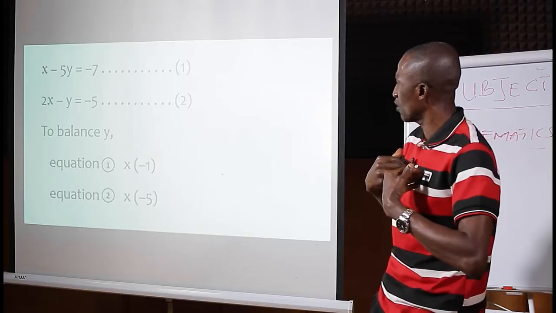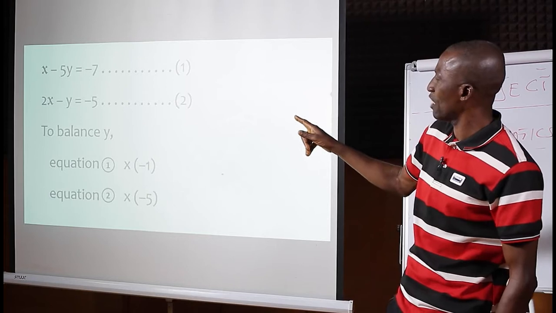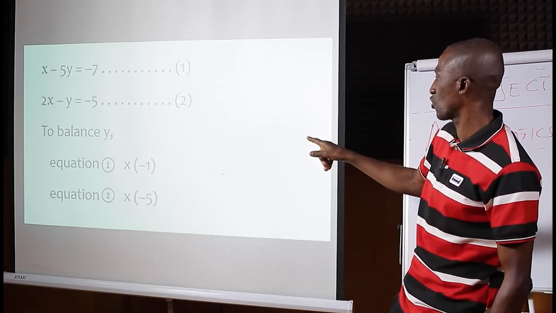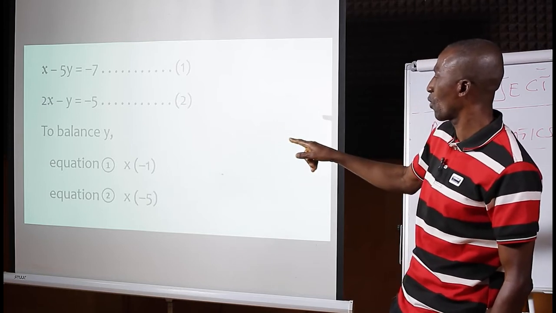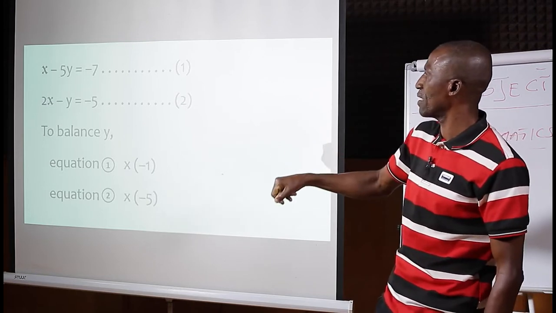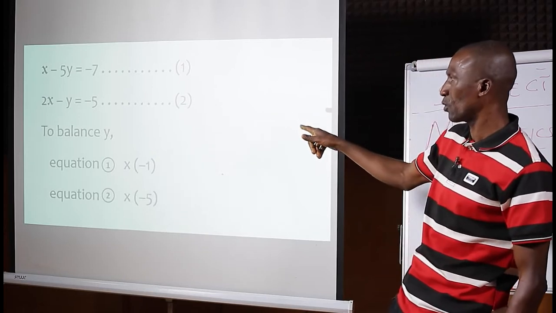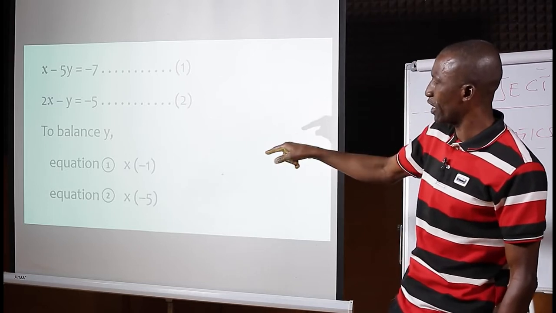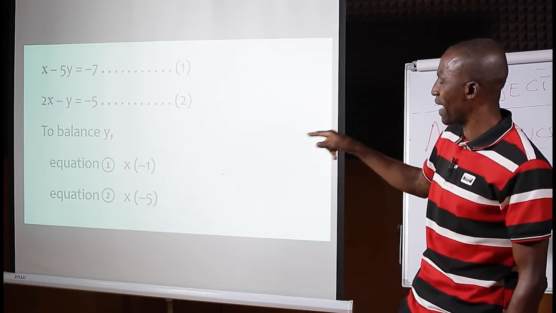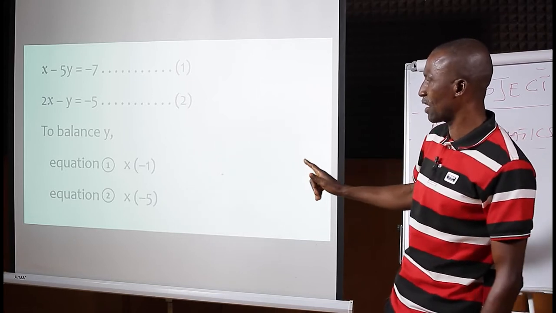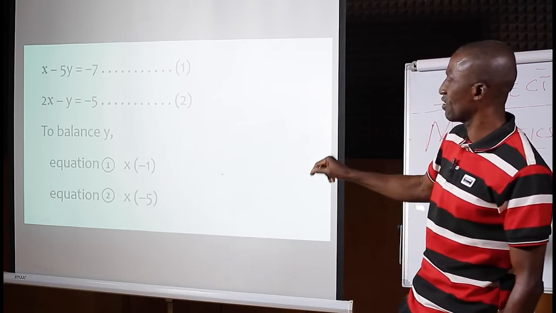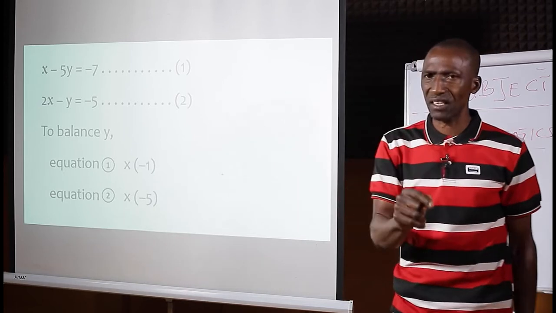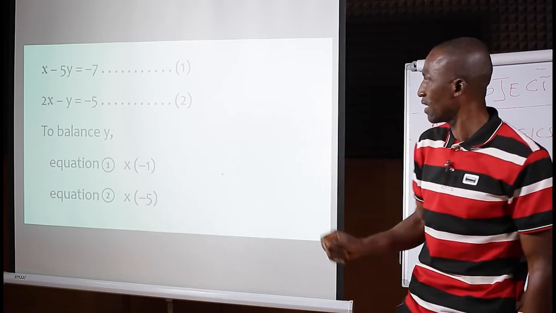If I choose to balance y, that is to say, to balance y in equation 1, I must multiply equation 1 by minus 1. That means the coefficient of y in equation 2. Also, in equation 2, I multiply by minus 5. That is, minus 5 is the coefficient of y in equation 1.